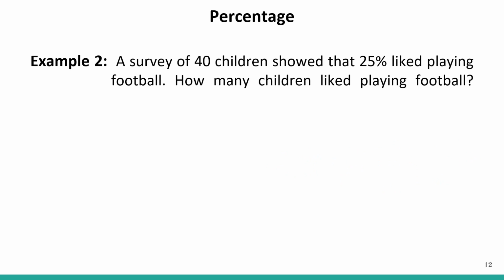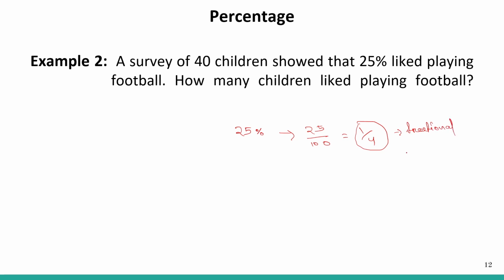So let's see example 2. A survey of 40 children showed that 25% liked playing football. So you have 40 children in total, of whom the survey was conducted. What it showed us was 25% liked playing football. So how many children like playing football? Let's first convert this percentage into a fraction. You have 25 percent. First you remove the percentage sign, then we divide it by 100. So what we are left with is 1 by 4, because 25 into 4 is equal to 100.